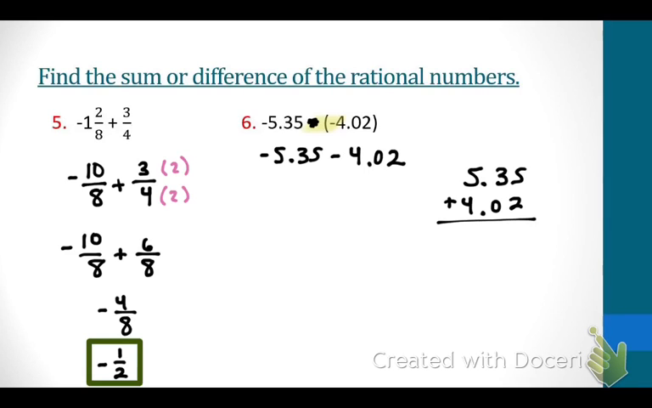And when you do that, Angeline, what do you get? 9.37. Okay, very good, 9.37. Now, same sign, add and keep. We're going to add the numbers and keep the sign. So what's my final answer? Negative 9.37, because both of those were negative numbers. Okay? Any questions on those two?